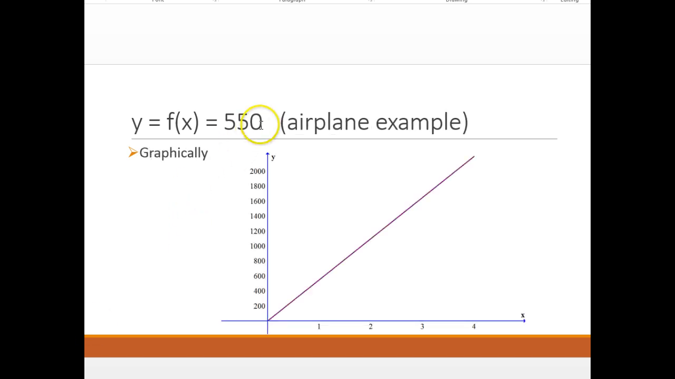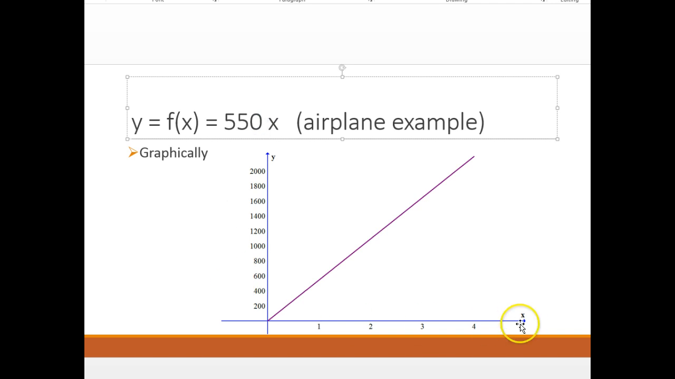And the last thing we're going to use is a graph. And when we do graphs, what happens is our input is always on our x-axis, our horizontal axis, and our output is on our y-axis. A lot of times we will label these. We would write x in hours and y in miles.